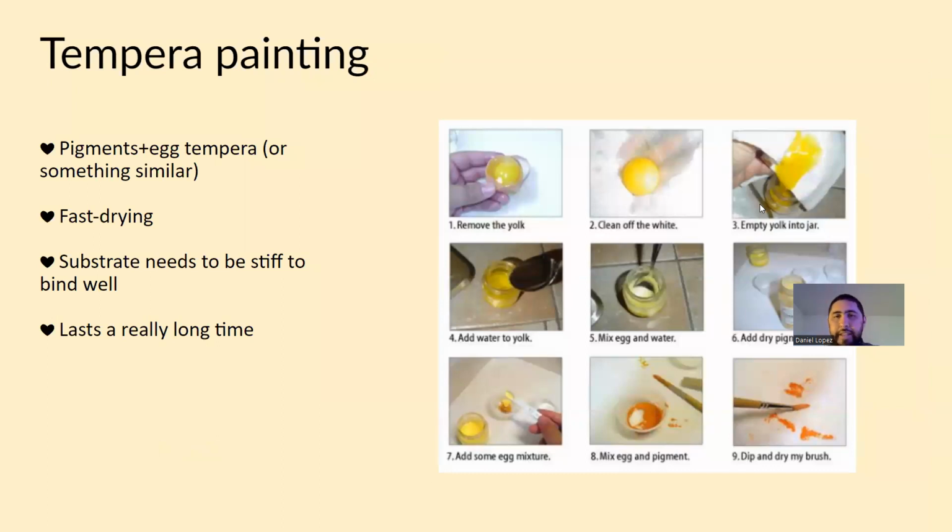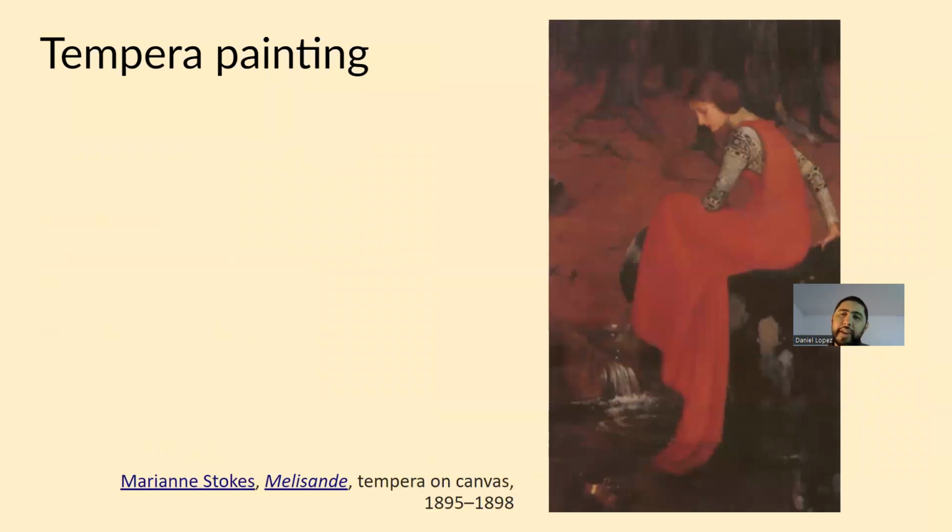Tempera painting, again, I don't have experience with this, but this is egg-based pigments and egg tempera. Again, fast drying, substrate needs to be stiff to bind well, and it lasts a really long time. Again, this has a lot of hallmarks of oil painting, like blending, and acrylic painting too. But you can see you can make really beautiful things with this that last longer than a typical acrylic painting, for example. But again, I don't have personal experience with this.